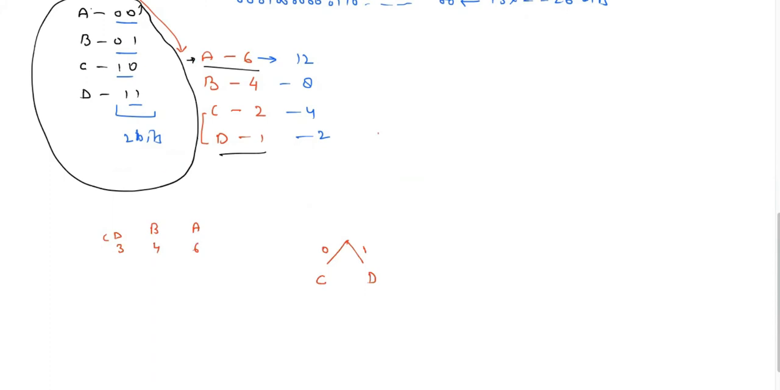Then we again pick the 2 minimum values. So the 2 minimum values are 3 and 4. So let's say we do it like this: B and then A. Whenever we are moving toward the left hand side, we say that this is 0. Whenever we move toward the right hand side, we say that this is 1.